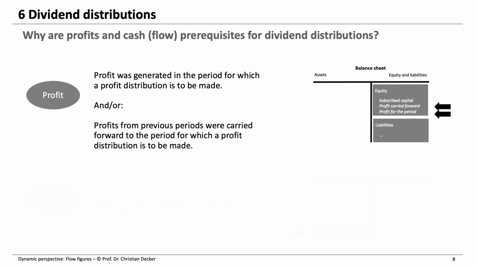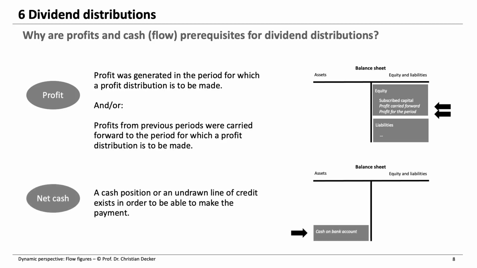Therefore, in most jurisdictions, the distribution of profits without the existence of a profit position is prohibited or punishable by law. Secondly, for dividend distributions, there is a requirement regarding the net cash flow figure. A cash position or an undrawn line of credit exists in order to be able to make the payment.